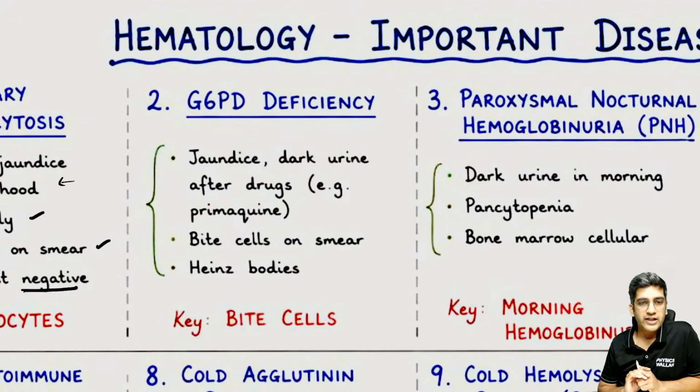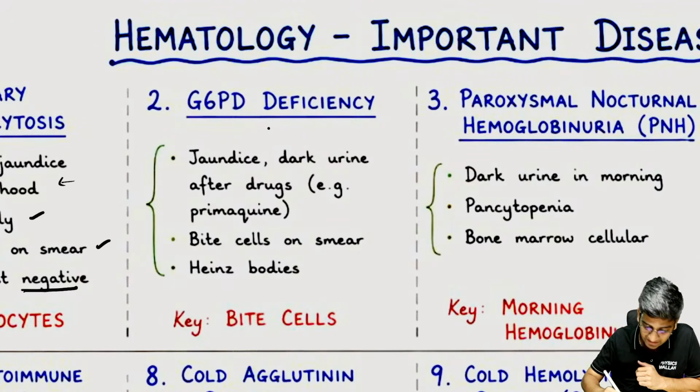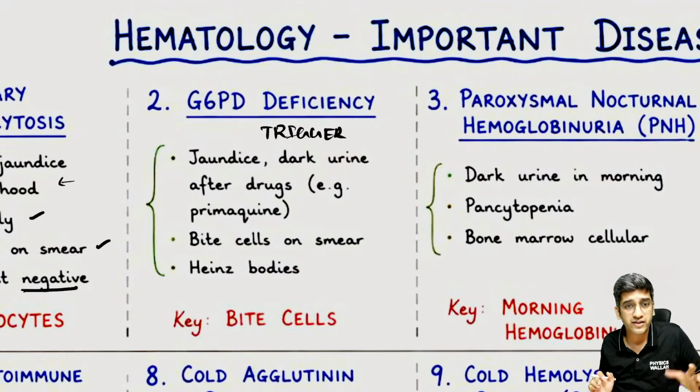Okay, perfect. G6PD deficiency. The most important thing in G6PD deficiency is a trigger-based hemolysis, right? Never ever forget it. It's a trigger-based hemolysis. The trigger could be any fever. Even a viral fever can be a trigger. Like that, drugs, primaquine can be a trigger. It's a very, very important drug which you have to remember, right?